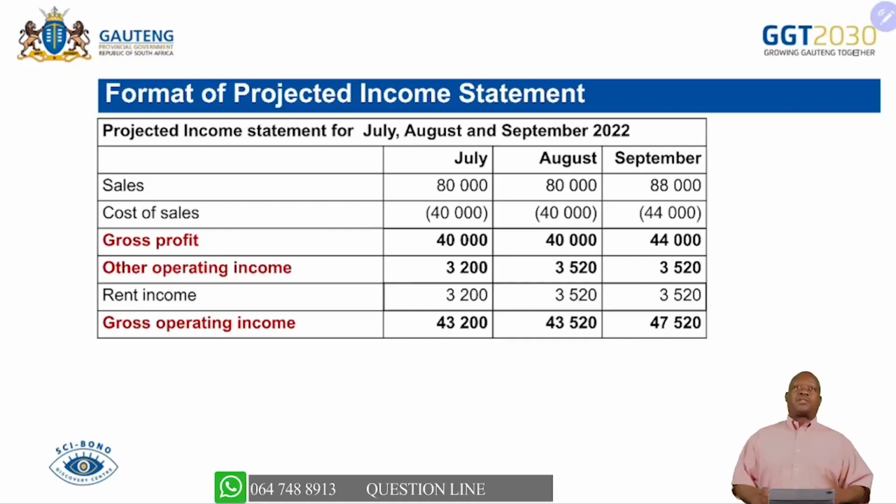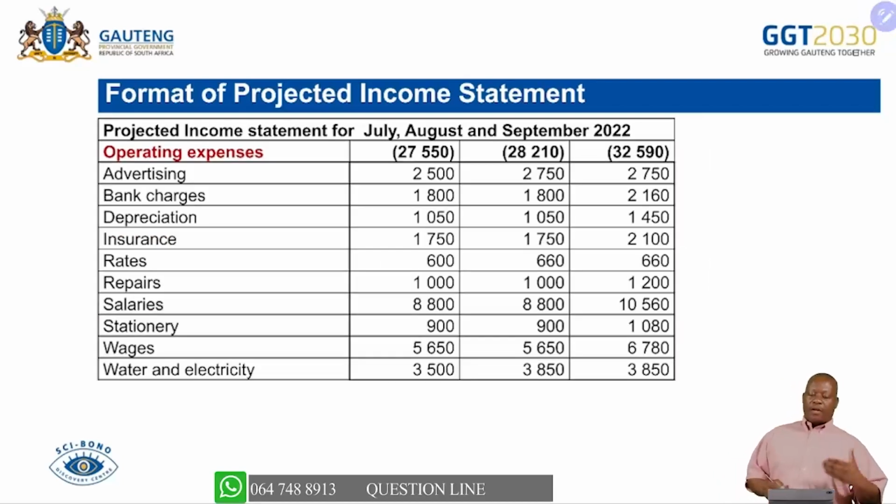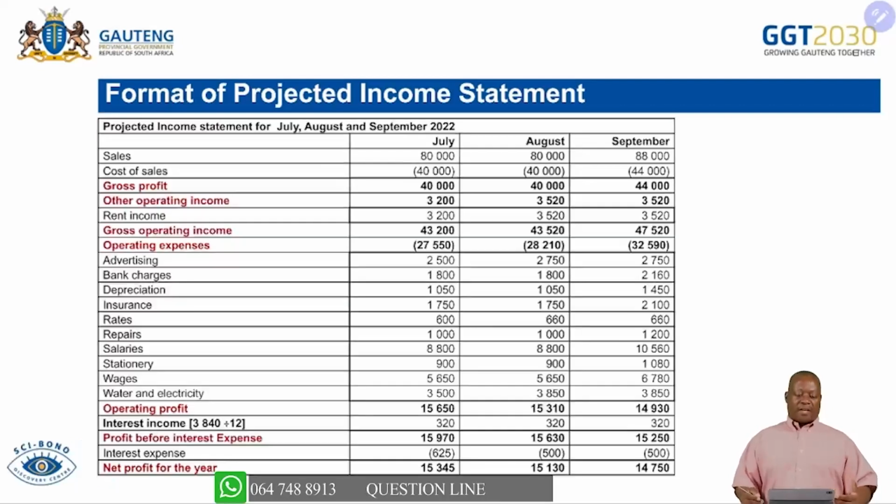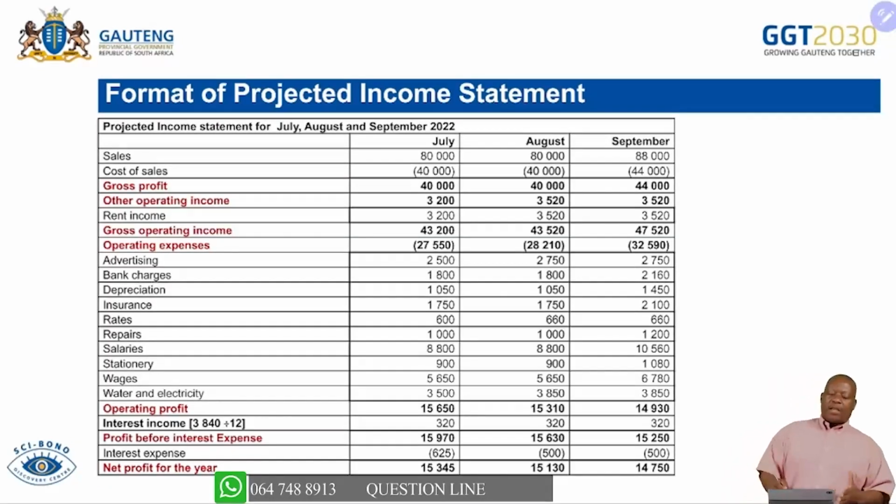There it is. Nothing has changed. Sales, cost of sales, gross profit, among other things. And then it goes on to other expenses until we can be in a position to find our operating profit. We add interest income. We subtract interest expenses to find the net profit for the year. This is a basic income statement that we are always going to find. Now, when it's complete, it looks like this.